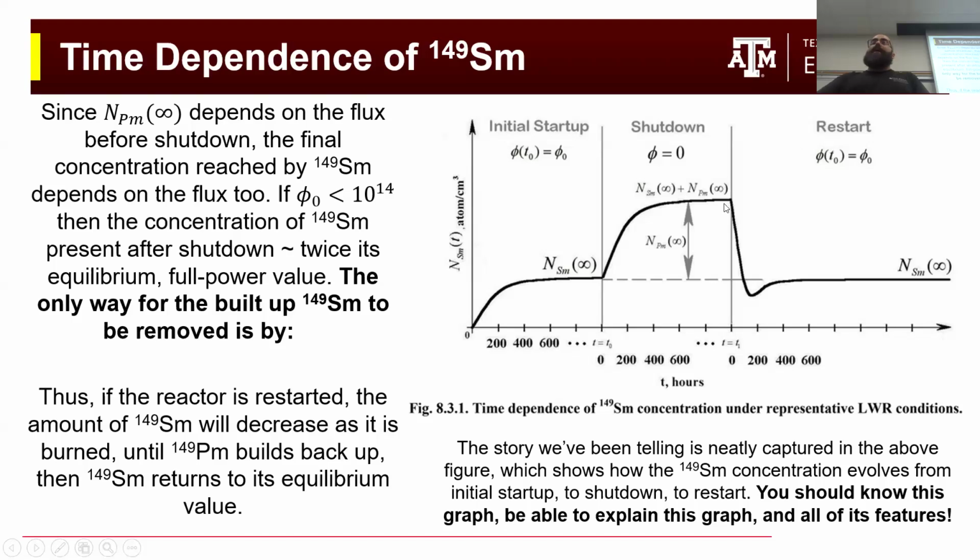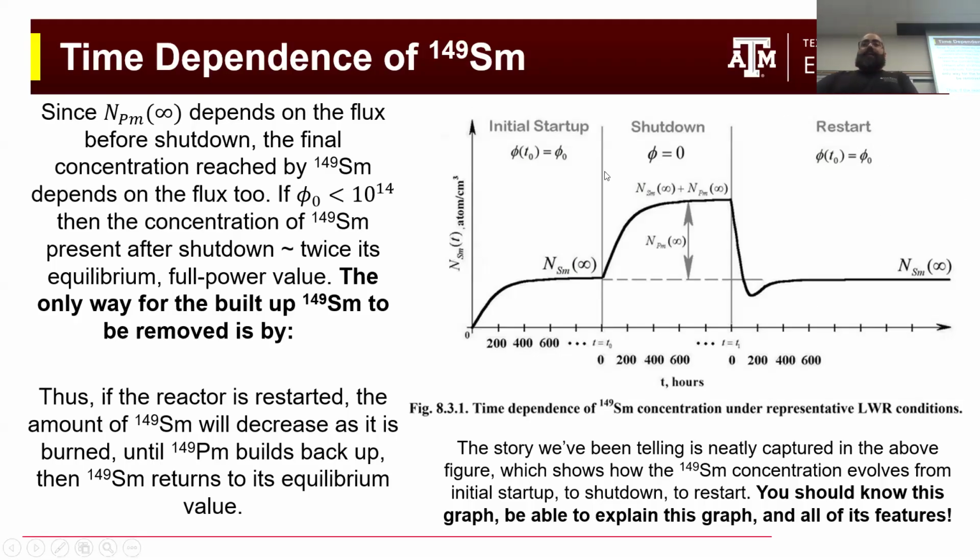So if I turn the reactor back on after a shutdown, then I'll see my samarium go down. I'll see it start to go up once promethium builds up and then starts decaying. And then eventually, if I turn it back on to the same flux that I was at before, it'll come to the same equilibrium concentration that it had when I turned the reactor on for the first time.